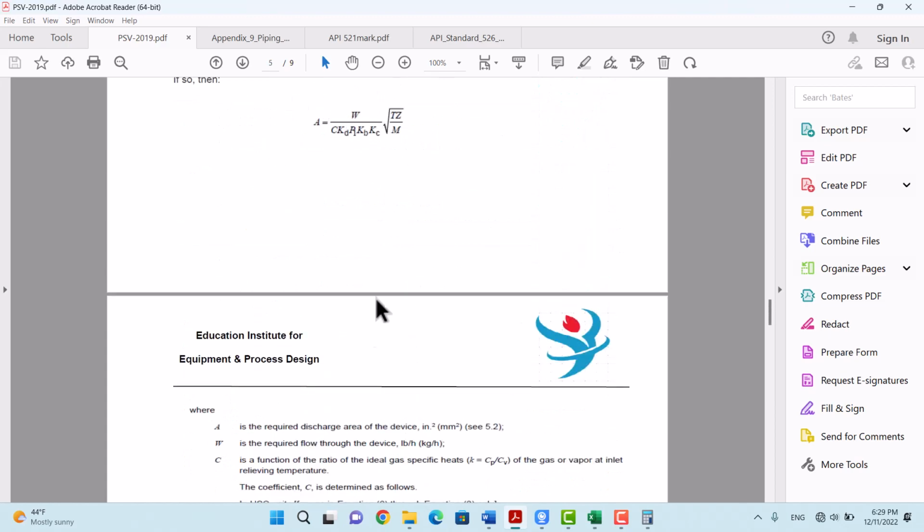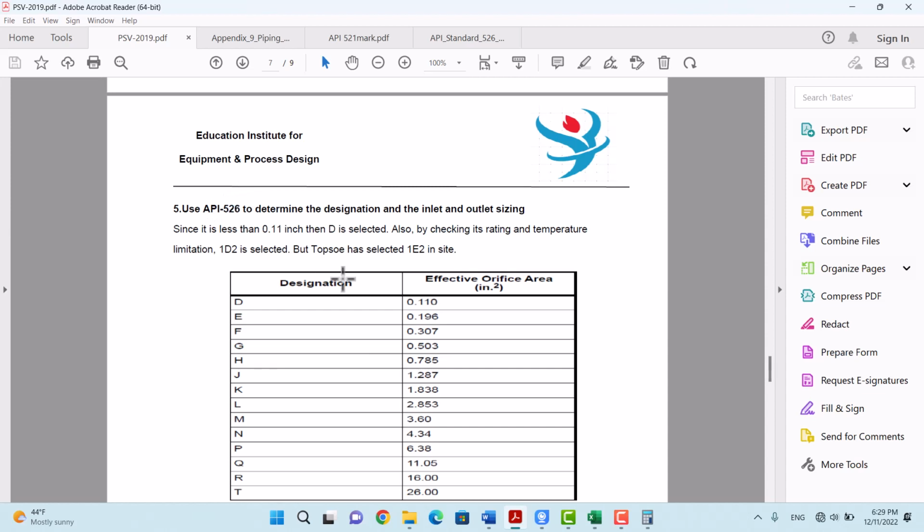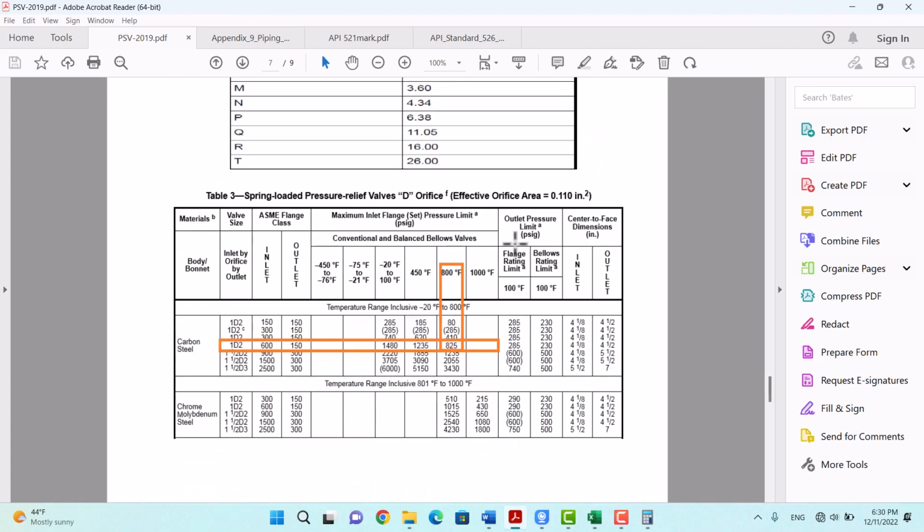All things were set and we simply calculated the orifice area, and we converted the orifice area to square inches, then used API 526 and the designation table to find the proper designation for our application. This designation was selected, and after that we went to the tables and checked whether the designation of this PSV can tolerate such conditions, and hopefully it was able to tolerate such pressure ratings.